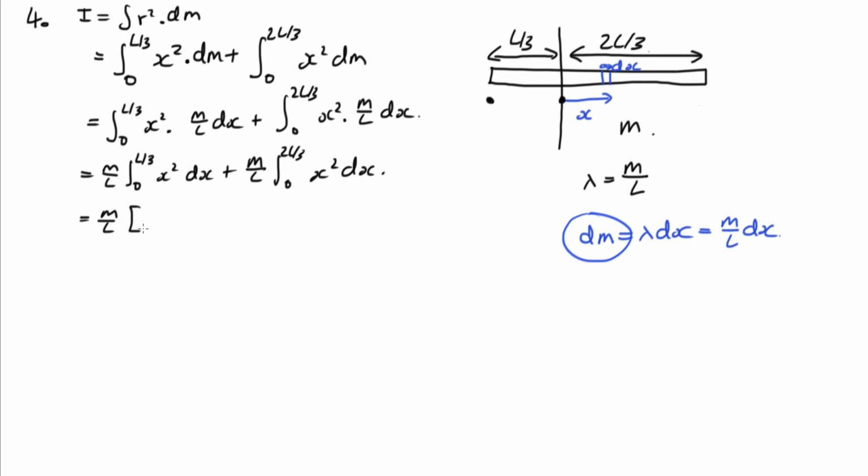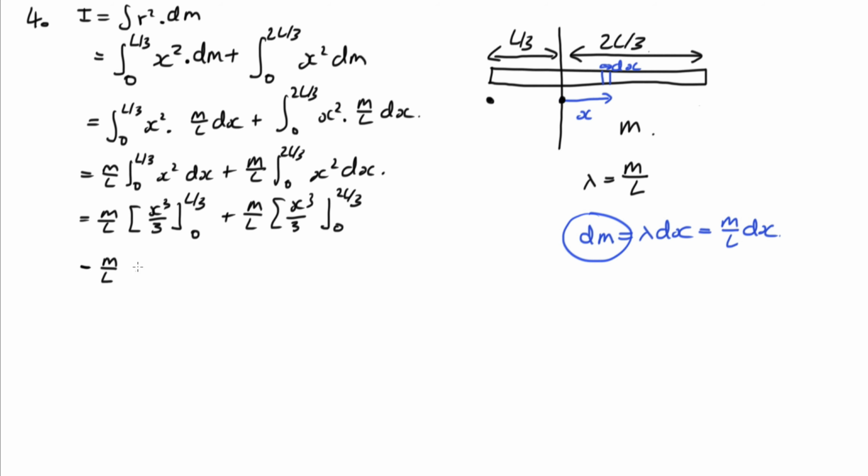So when we integrate x squared dx, we end up with x cubed on 3. And our limits are going from 0 to L on 3. And then we've got plus m on L times x cubed on 3, now from 0 to 2L on 3. Okay, now we substitute our limits in.